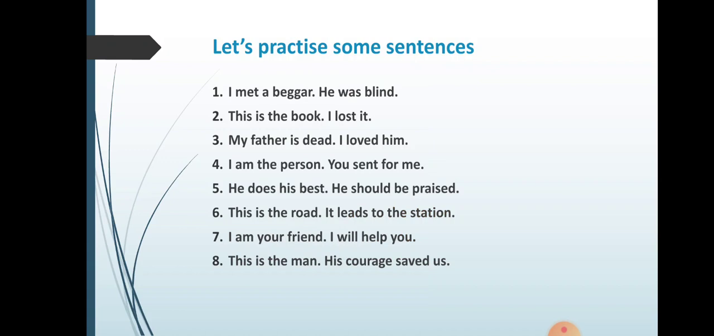So there are a few sentences for the practice. I met a beggar, he was blind. So I met a beggar who was blind. This is the book, I lost it. This is the book which I lost. Now again in this sentence we will not use the pronoun it because we have joined these two sentences. So these sentences are for the practice of the students, and I hope this concept is clear to you.